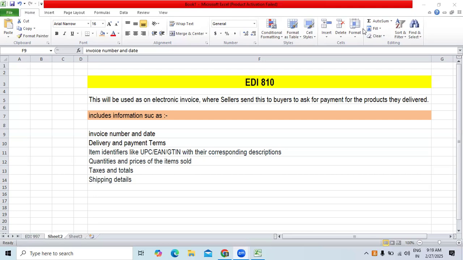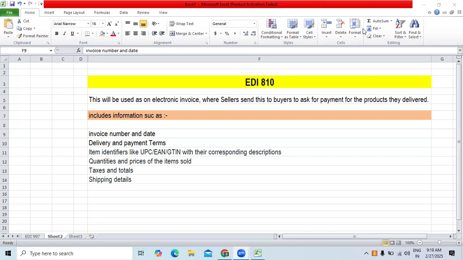Next, we need to update the information about item identifiers, like UPC or EAN or GTIN, right? Whatever the corresponding descriptions that are related to that will be added into this. Followed by that, for whatever product was delivered, what is the quantity of the product and what is the unit price of the item that they have sold, followed by any kind of taxes or any shipping details. Everything can be updated under the EDI 810 invoice.